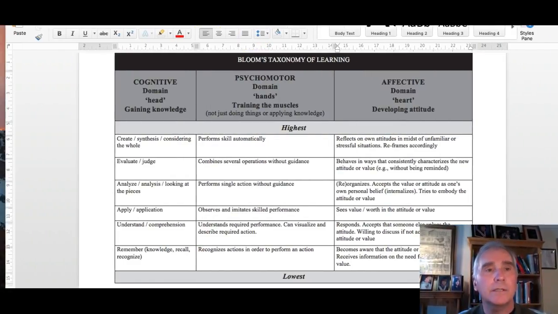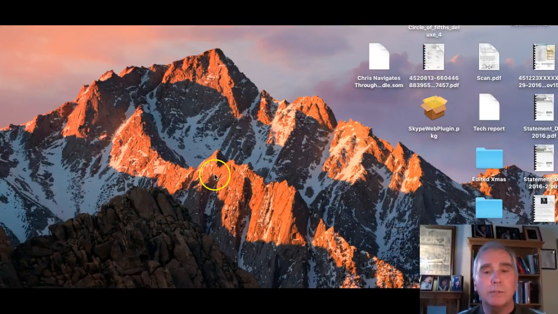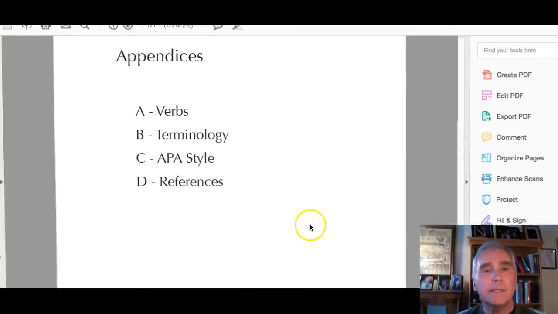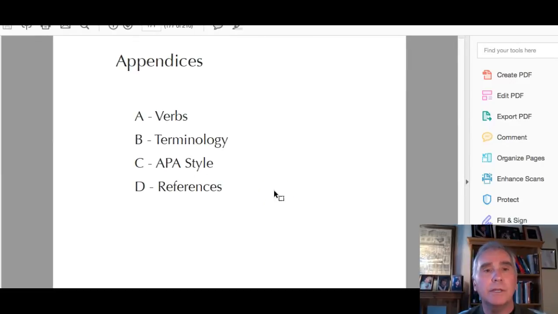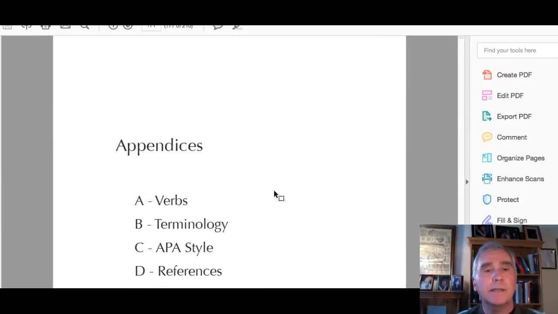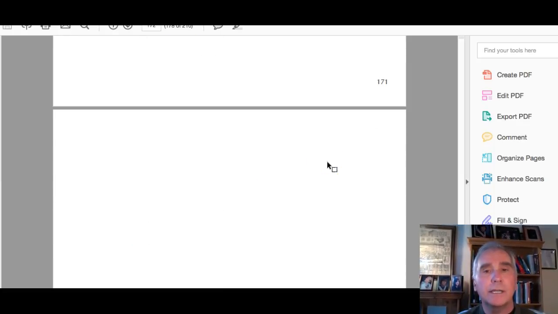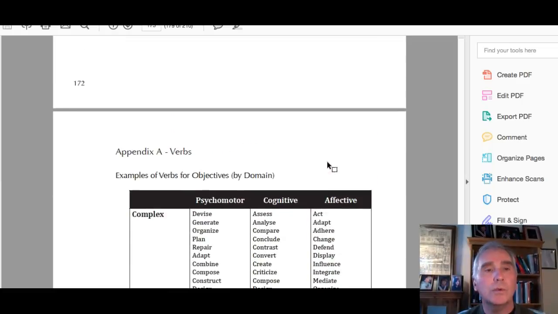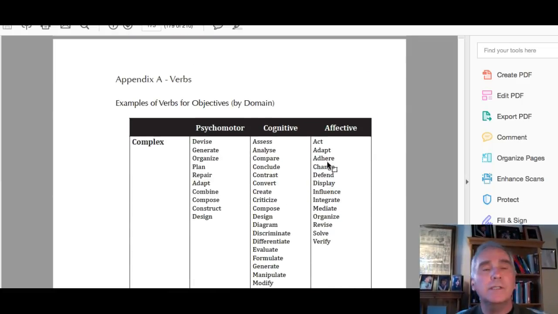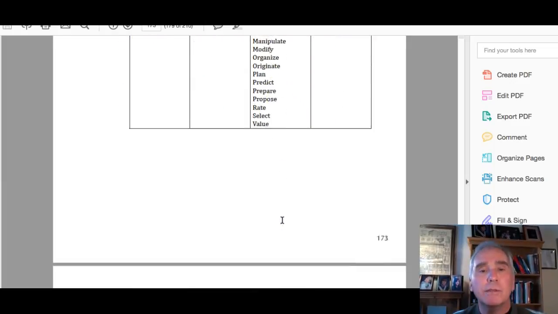The other thing that's interesting that I want to show you about Bloom is this section of the manual, and it's the appendices that have to do with verbs. That starts on page 172, 173. Now you'll notice there's all these charts, and they're basically examples of verbs, active observable verbs that you can use by domain. This is kind of like a gold mine for you when you're developing your profile, where you're looking for verbs, so there you go.